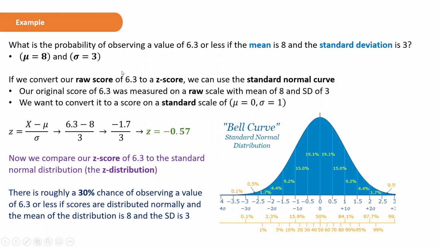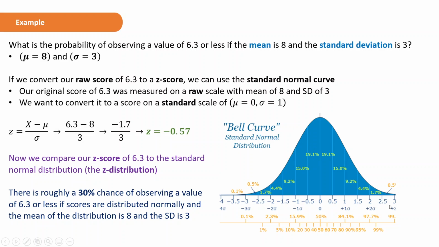So our raw score of 6.3, if it comes from a distribution that's normally distributed with a mean of 8 and a standard deviation of 3, that raw score is equivalent to a z-score or a standard normal score of negative 0.57. And all that means is that our score lies a little over half of a standard deviation below its mean. And so then we compare our z-score, that should say a z-score of negative 0.57, not a z-score of 6.3, sorry. So again, ignore that typo. That should say we compare our z-score of negative 0.57 to the standard normal distribution.